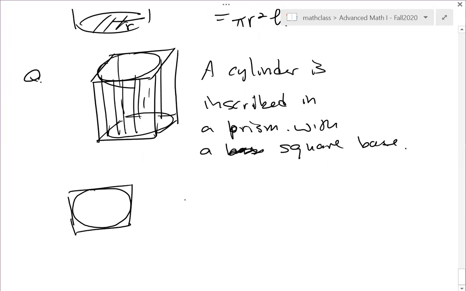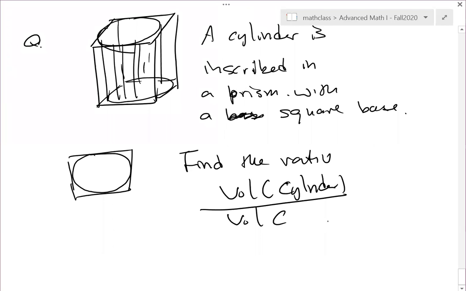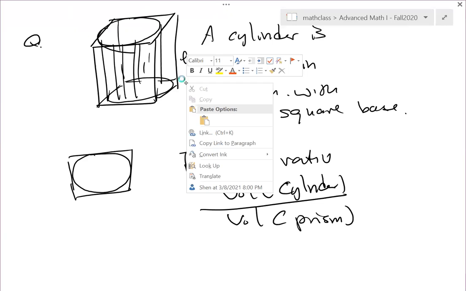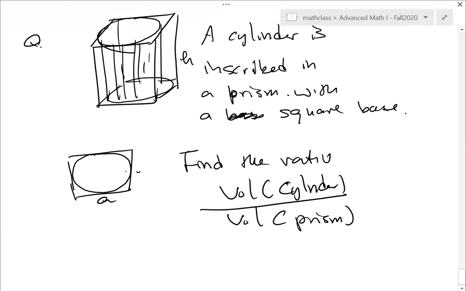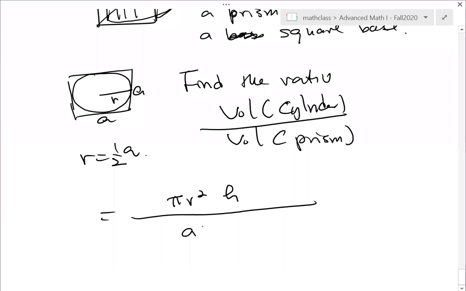All right. So I find the ratio. This is the volume of the cylinder, and here is the volume of the prism. To solve this problem, you just need to name the variables: this is h, and this side a, this side is a, and the radius r is going to be half of a. So the volume of the cylinder is the area of the base, pi r squared, times height, and the volume of the prism is a squared times h.